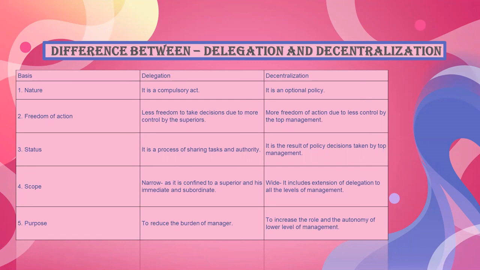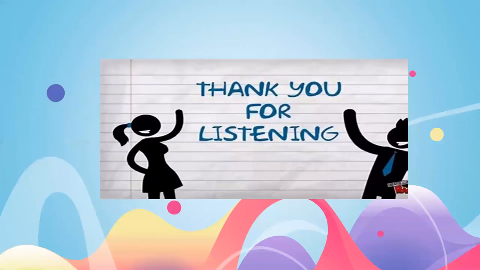Now, the status. Delegation is a process of sharing task and authority, but decentralization is a result of policy decisions taken by the top management. Coming to the scope, the delegation scope is very narrow, whereas the decentralization scope is very wide. Now, purpose. Delegation reduces the burden of the manager. Decentralization increases the role and autonomy of the lower level management, whereas in delegation the burden of the manager is decreased. So this is all for this chapter, chapter number 5.